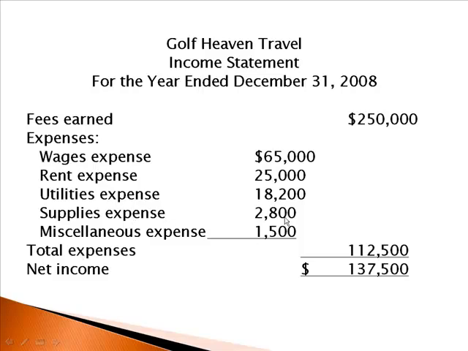We have a summary of all the expenses totaling $112,500. If we take $250,000 revenues and subtract our total expenses, $112,500, we have a net income for this company for the year of $137,500.